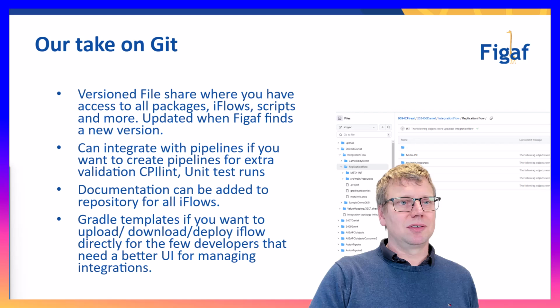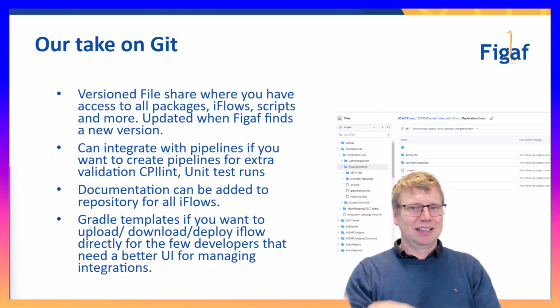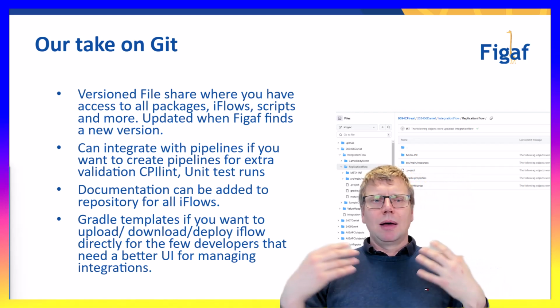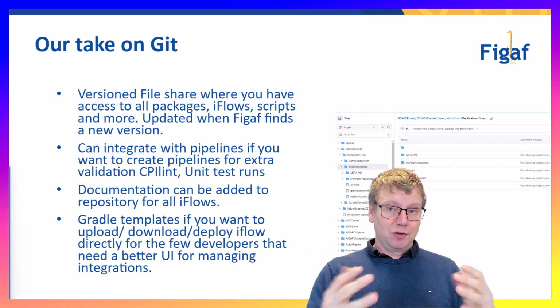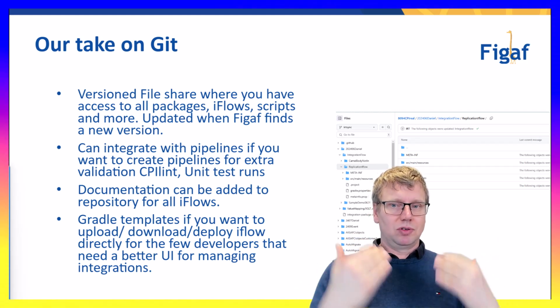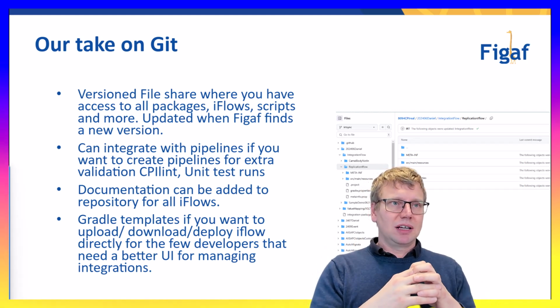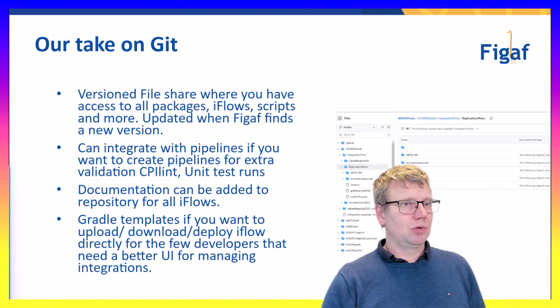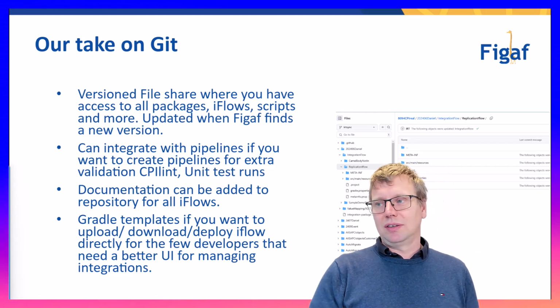And obviously there are a lot of differences in what level you are able to work at. Our take on it, the general way that it works, is that the FIGAF tool will pull all versions of your iflows whenever it detects that there's a new version. We take this data and commit it into a Git repository, and from that point on we can start using this.